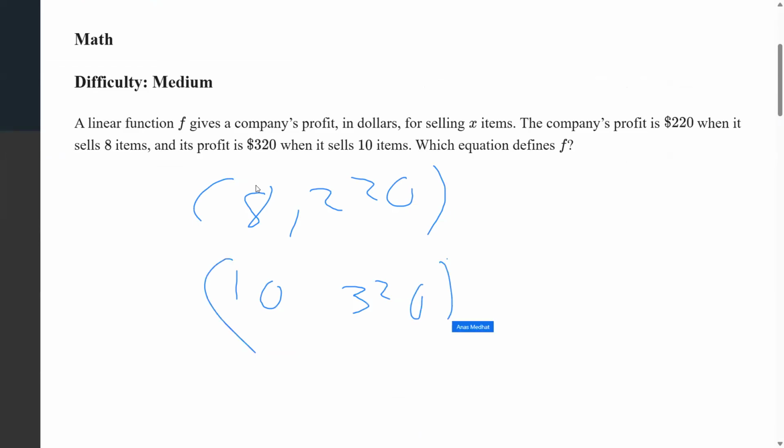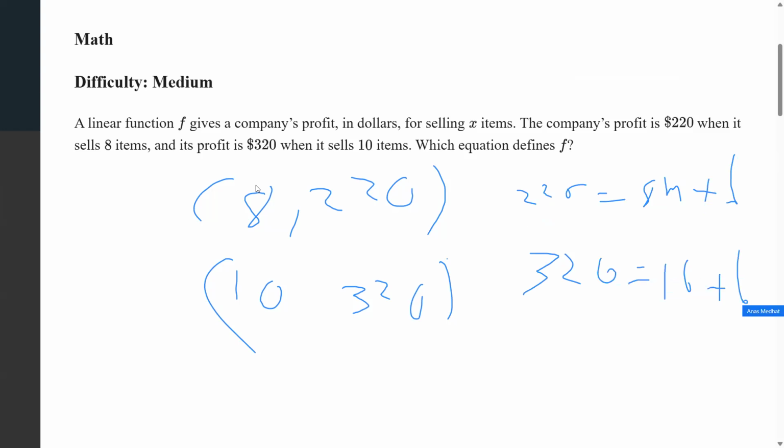Let's get the two equations. y equals mx plus b, and substitute. With the first one, it will be 220 equals 8m plus b. This one, 320 equals 10m plus b.